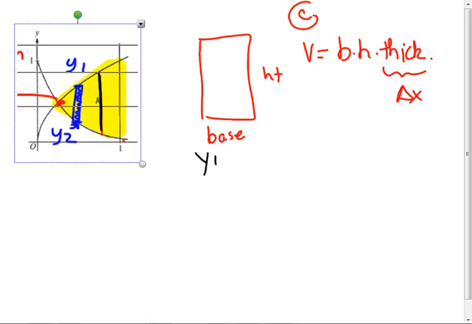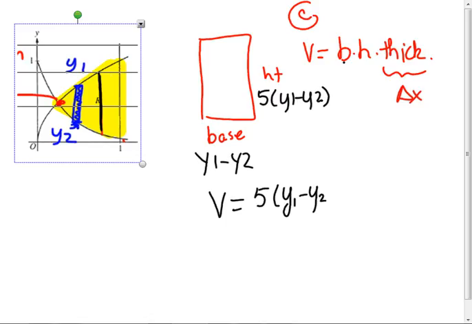y1 minus y2, right? And it says, oh, I don't have it in front of me, but it says the height is 5 times the base. So what's the height? 5 times y1 minus y2. So the volume is going to equal base times height, so I'm going to multiply these two. When I multiply these two together, what am I going to get? y1 minus y2 what? Squared. And it's dx, and I'm going to integrate from, where to where?